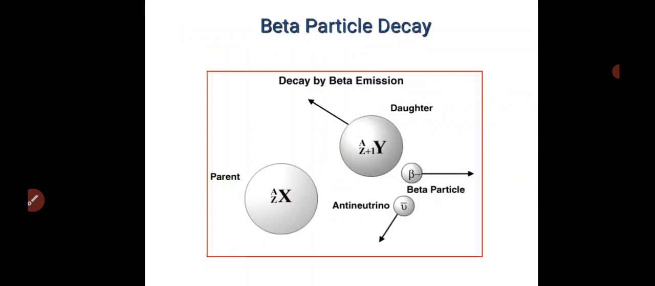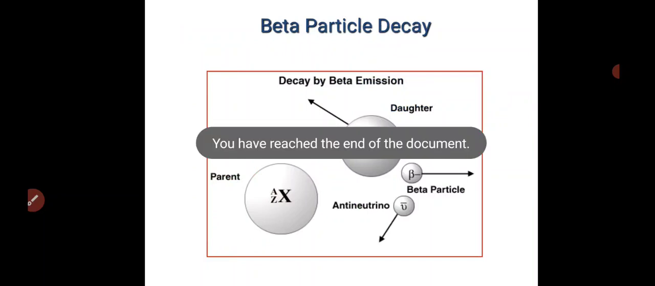This is a schematic diagram showing how a parent nuclide undergoes decay to a daughter nuclide and forms a stable end product. The end product here is a beta particle and antineutrino. That's all.